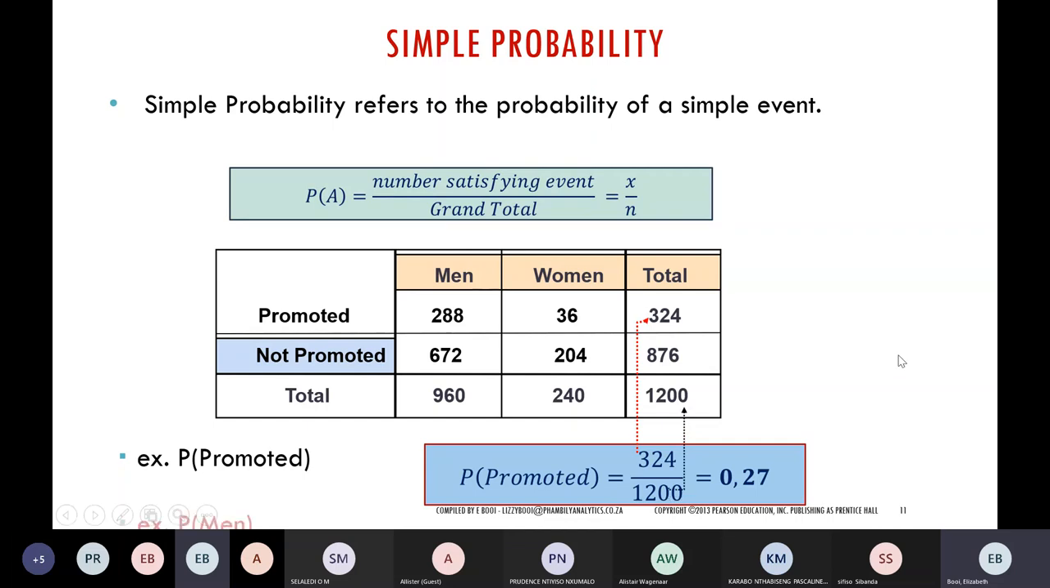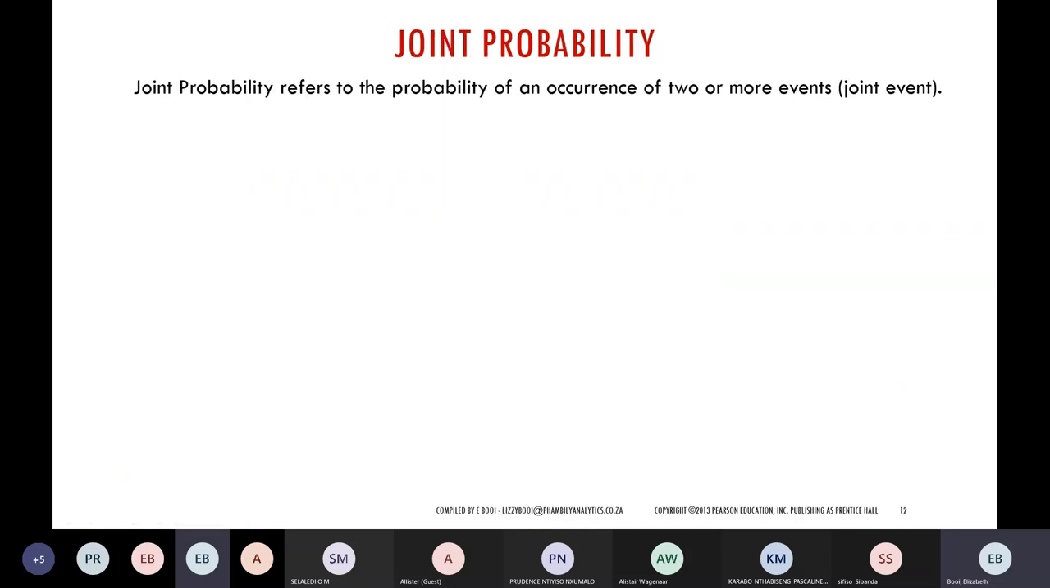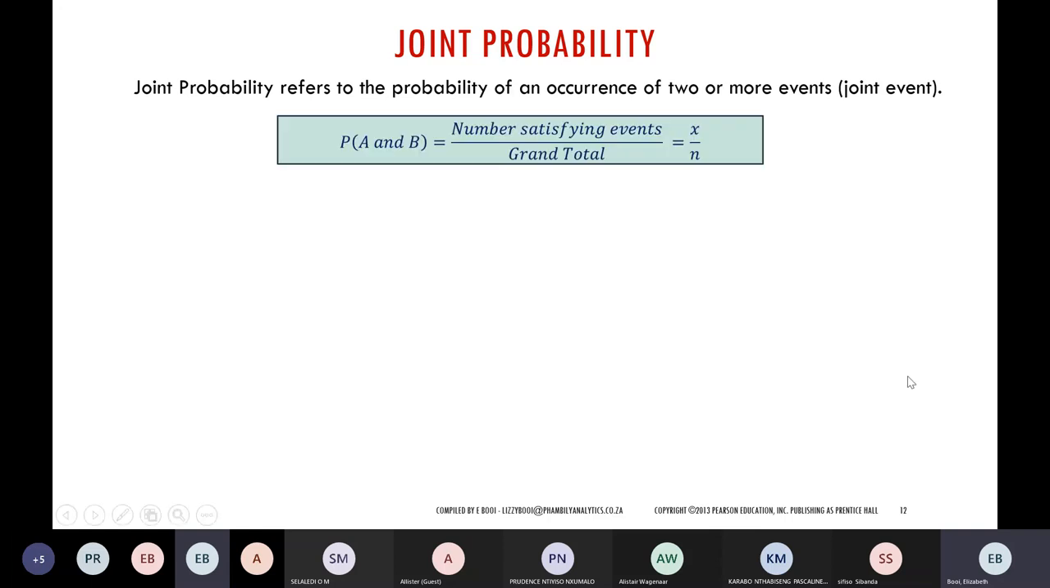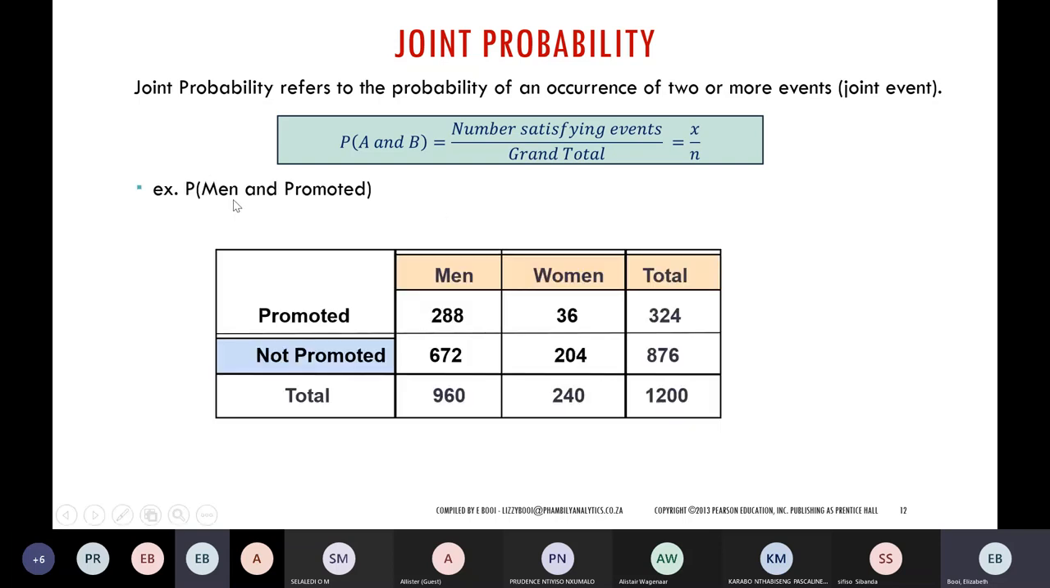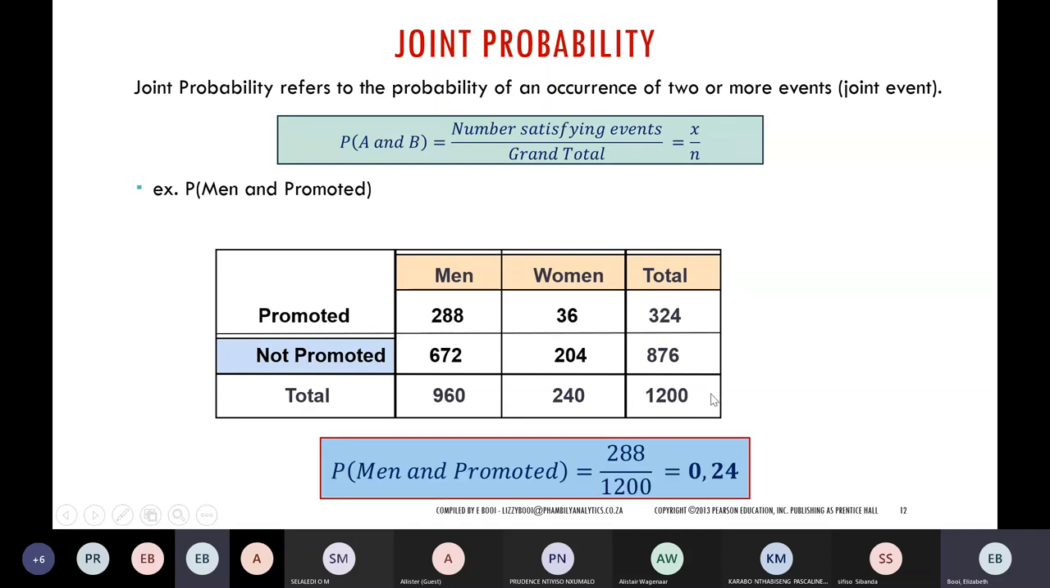Then we also discussed the joint event, which we calculated using the joint probability. It is the number of outcomes satisfying the joint event divided by the grand total, which is your sample space. We looked at calculating the probability of the joint event between male and being promoted. We wanted to know the probability of men who are promoted, which was 288 divided by 1,200. That gives us 0.24, which is your joint probability for men and promoted.